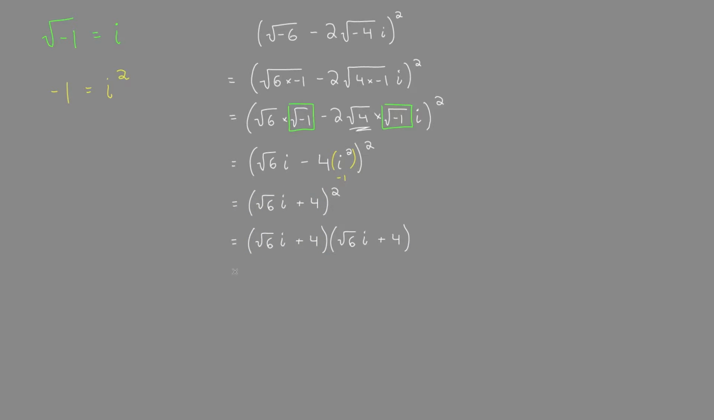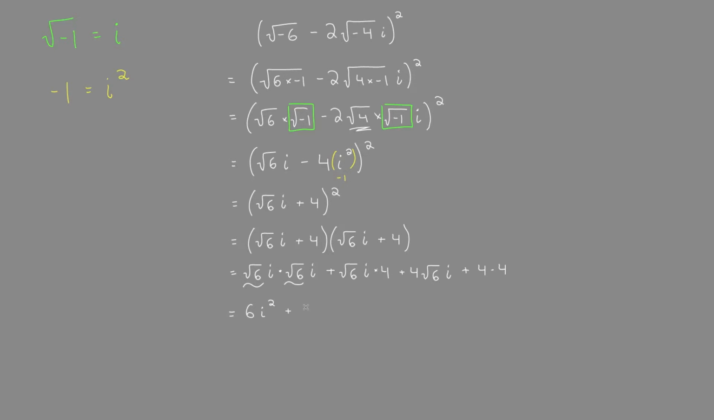So foiling, we get the first times the first plus the first times the last plus the insides plus the lasts. When we have root 6 times root 6, we know the roots cancel, so that gives us 6. And we have i times i is i squared.